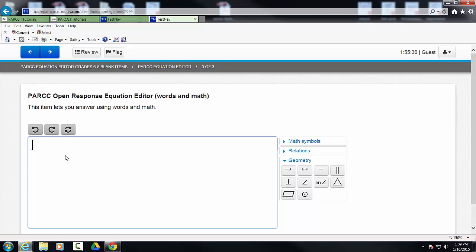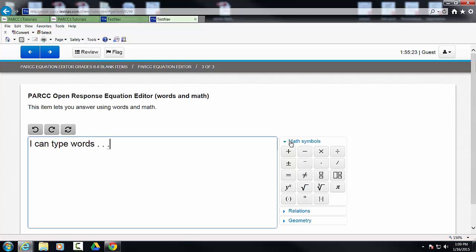Okay? Remember, the open response equation editor allows you to type words. Okay? And then you simply have to use all of your math symbols, your relations, and your geometry to solve whatever problem comes in front of you. I'm going to obviously put a very easy problem in there just to show you what would happen. If I want to clear everything, everything is cleared.